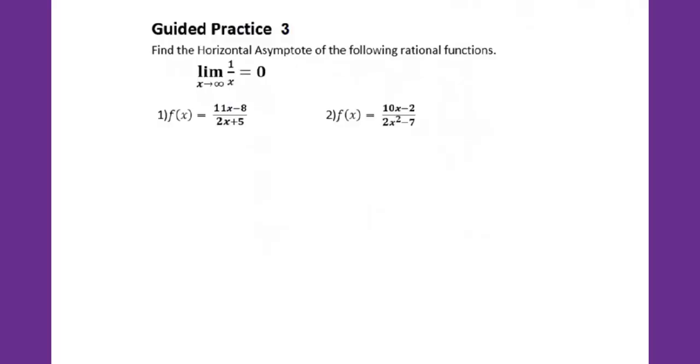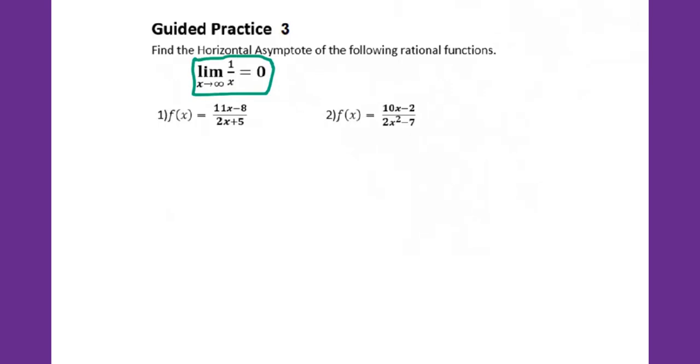Let's go to guided practice 3. Find the horizontal asymptote of the following rational functions. This time, we got to use the limit. This is the facts for limit.